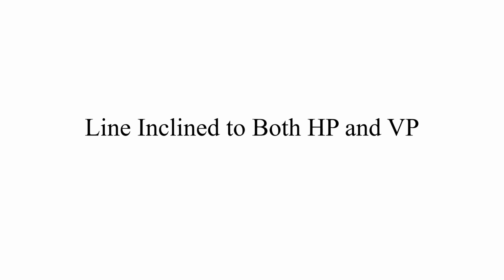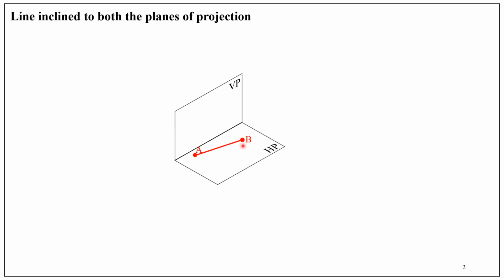Hello, we will learn how to draw the projections of a straight line when it is inclined to both the horizontal plane of projection and the vertical plane of projection. HP and VP are the planes of projections. AB is the line which is inclined at an angle of theta to the horizontal plane and phi to the vertical plane.